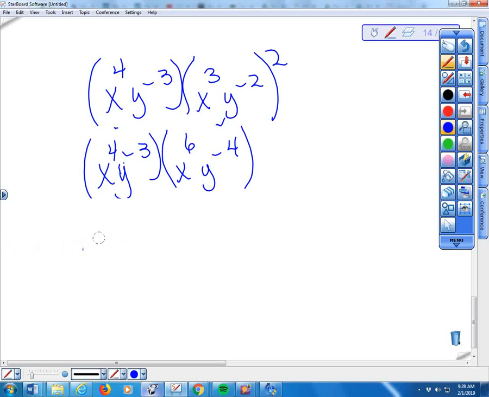Okay, so I look for my common bases. I have x: 4 plus 6 is 10. Y: negative 3 minus 4 is negative 7. I have a negative exponent. I have to flip it. And I'm done.